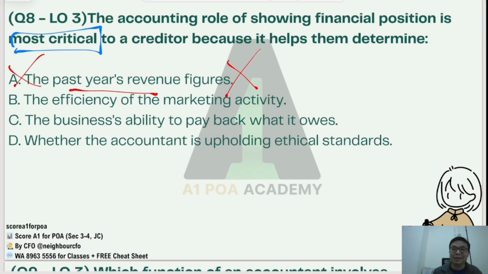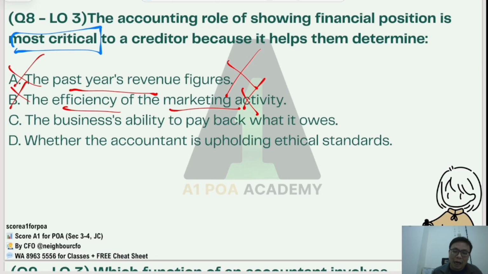It is not his vested interest. He wouldn't want to know, right? I mean, good to know, but he wouldn't want to know. It's not the most critical. C, the business ability to pay back what it owes. Owes to who? Owes to the creditor or the supplier. This seems to be the correct option, but let us confirm with D.